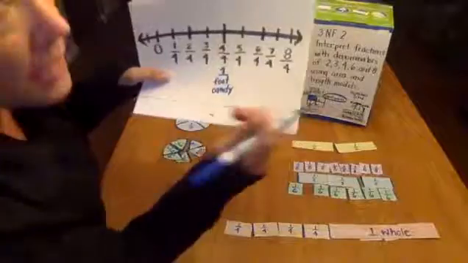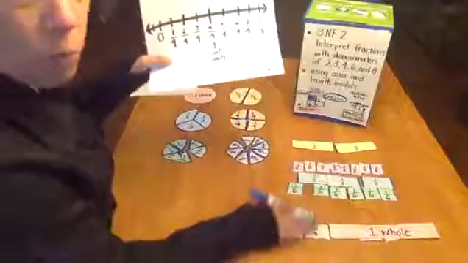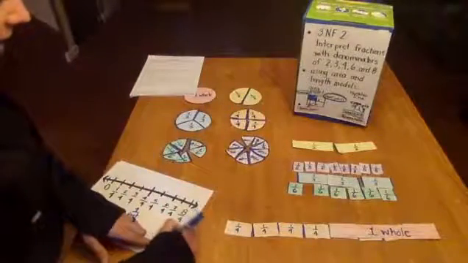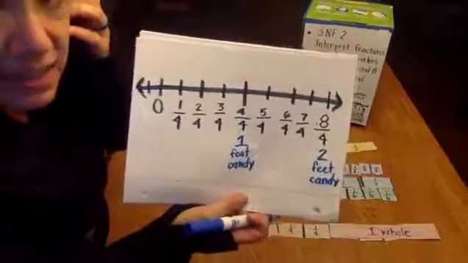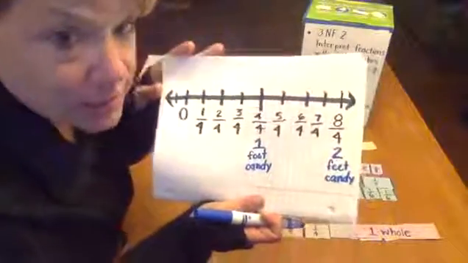or 8/4 can also be known as how many wholes? We had 1, 2 feet of candy. 2 feet of candy of licorice. Do you like licorice? Miss Street does not.